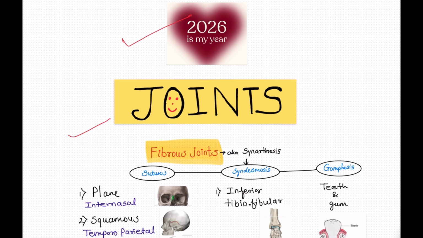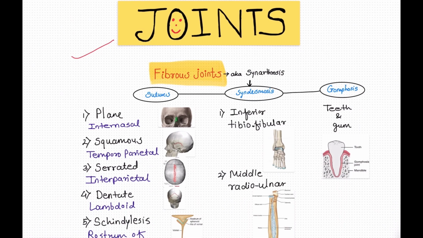What are the types of joints? First, remember that not all joints allow the same amount of movement. Some joints are completely immobile, while others permit a wide range of movements. Therefore, joints are classified based on structure and functions. So, first we will learn about fibrous joints. Okay. So, fibrous joints are also known as synarthrosis.